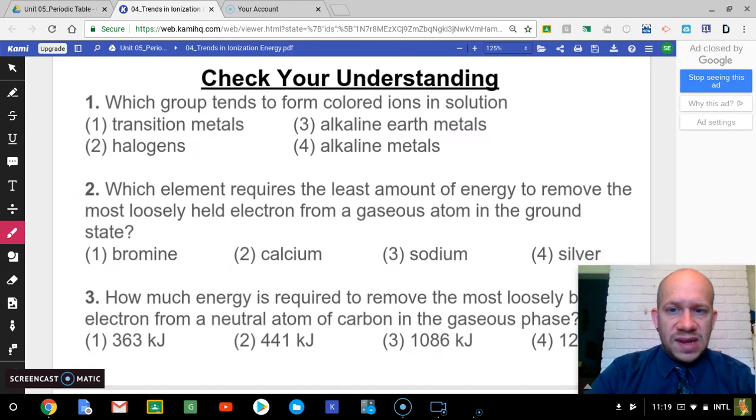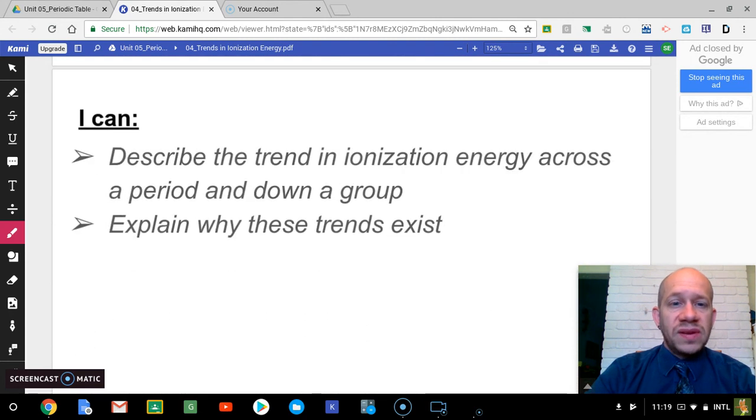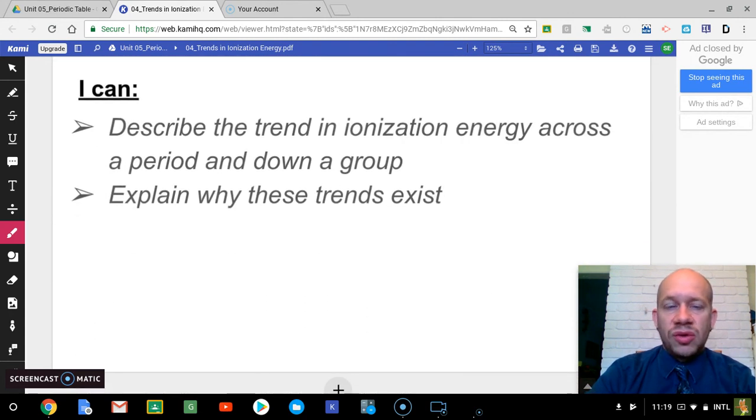So check your understanding. And you are now able to describe the trend in ionization energy across a period and down a group, and you are able to explain why these trends exist.